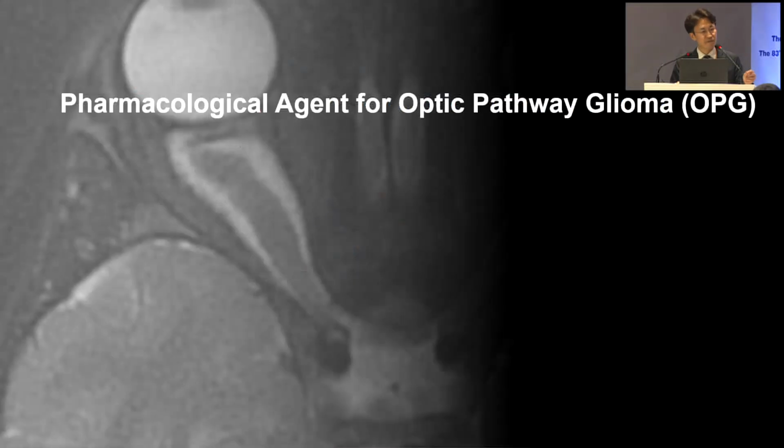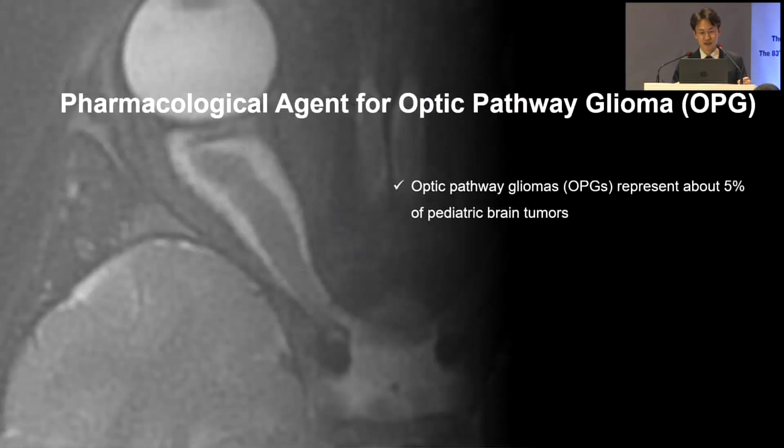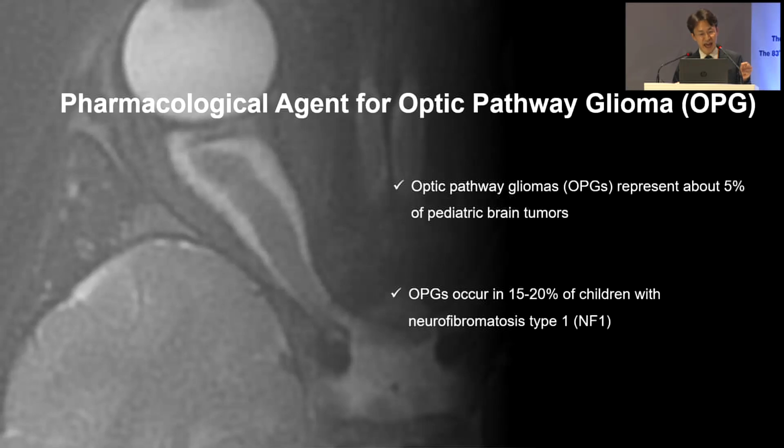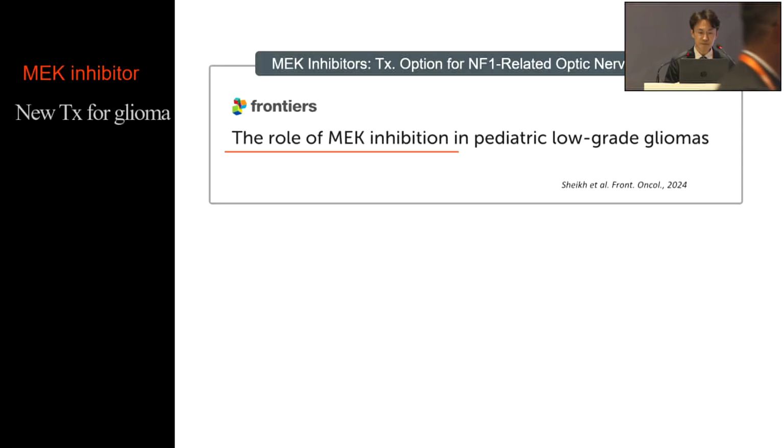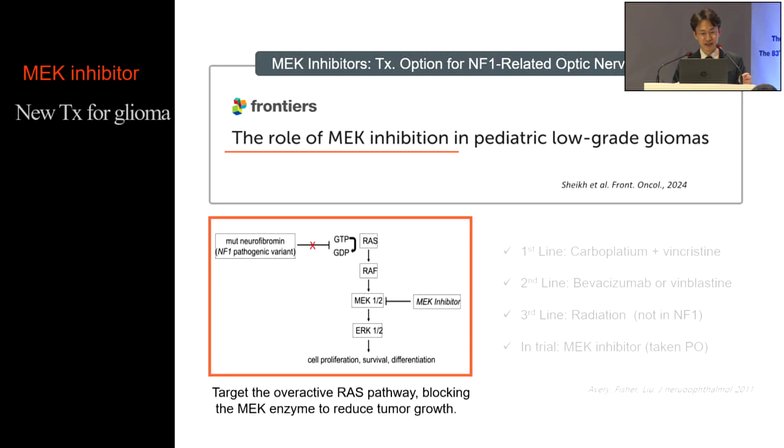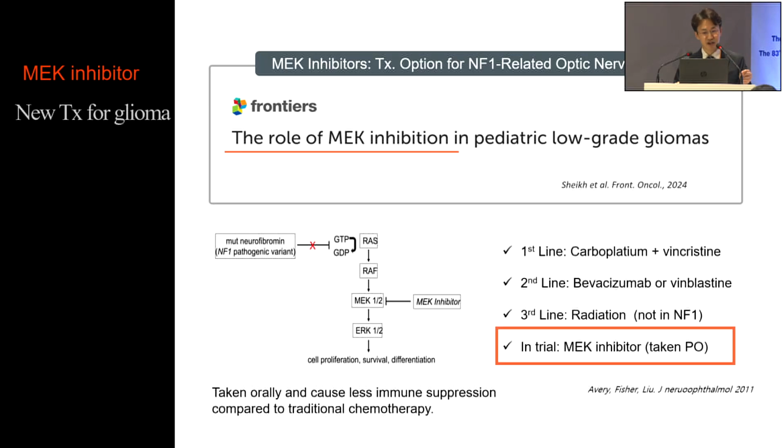There are also advancements in pharmacologic agents. Optic pathway gliomas represent about 5% of pediatric brain tumors and occur in 15 to 20% of children with neurofibromatosis type 1. MEK inhibitors target the overactive RAS pathway, blocking the MEK enzyme to reduce tumor growth. This drug can be taken orally, not IV, and causes less immune suppression compared to traditional chemotherapy.